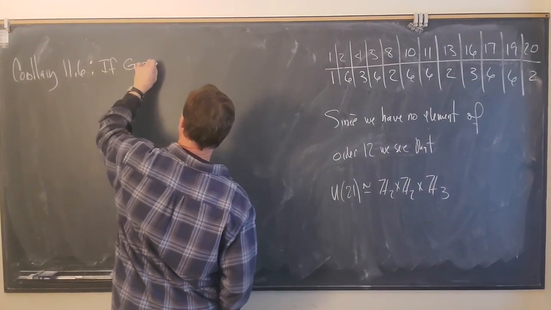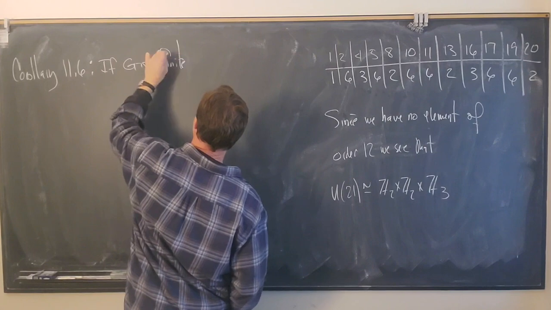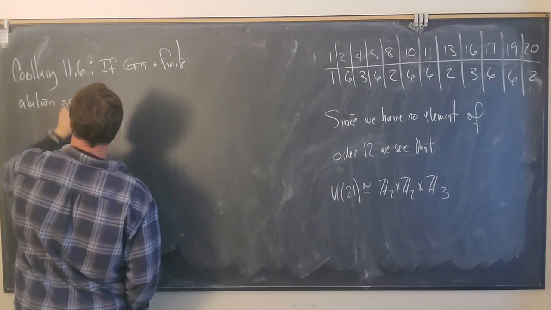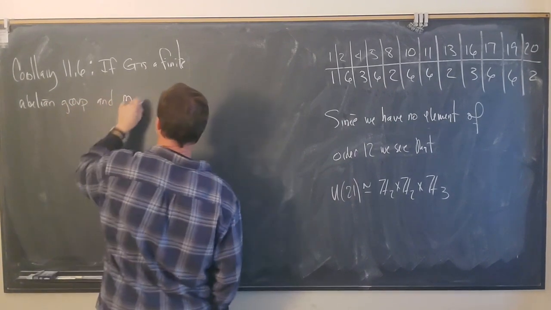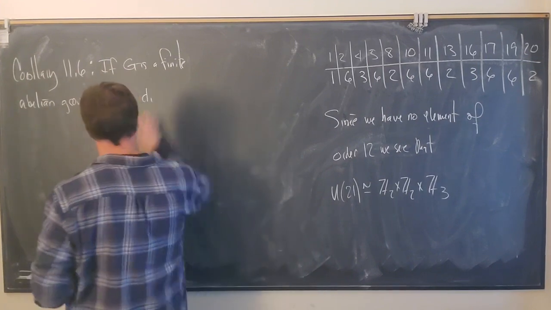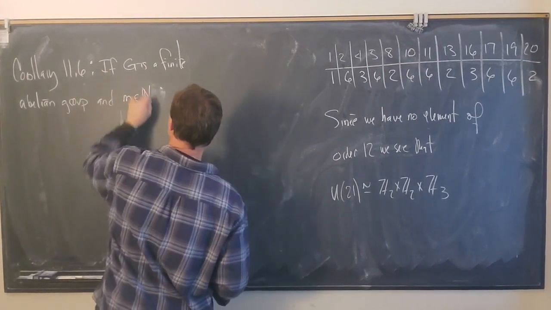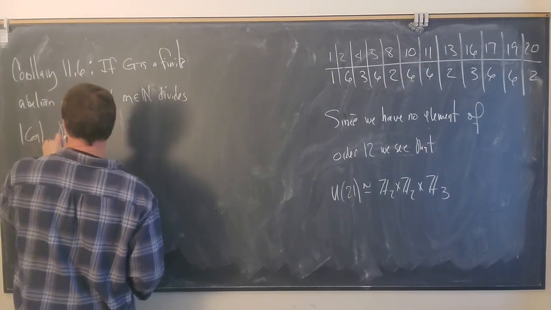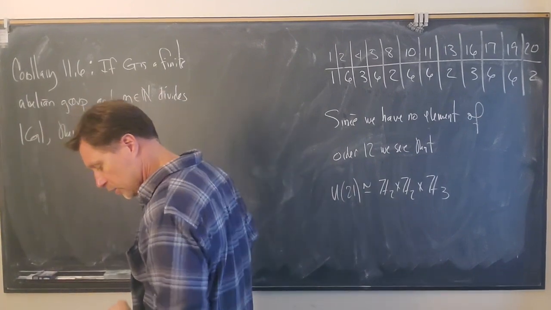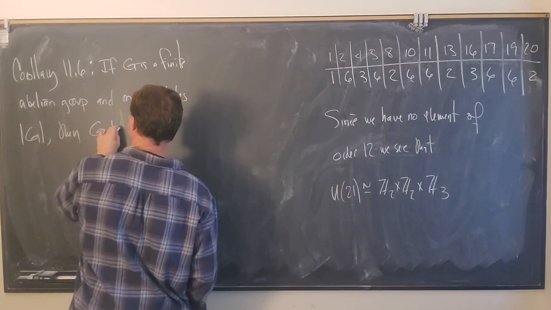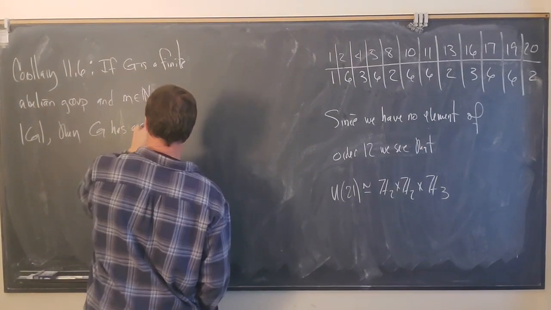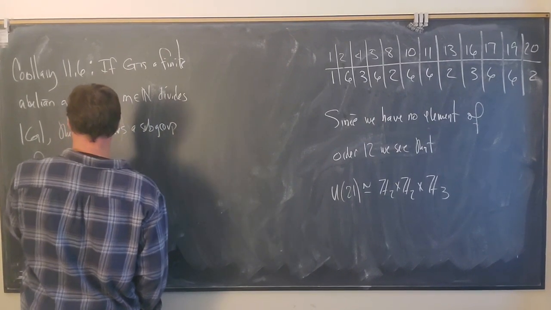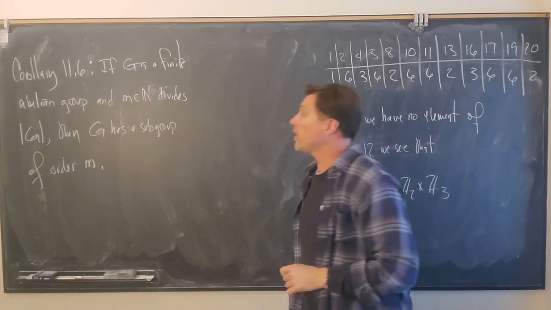G is a finite abelian group, and M in N divides the order of G, then G has a subgroup of order M.